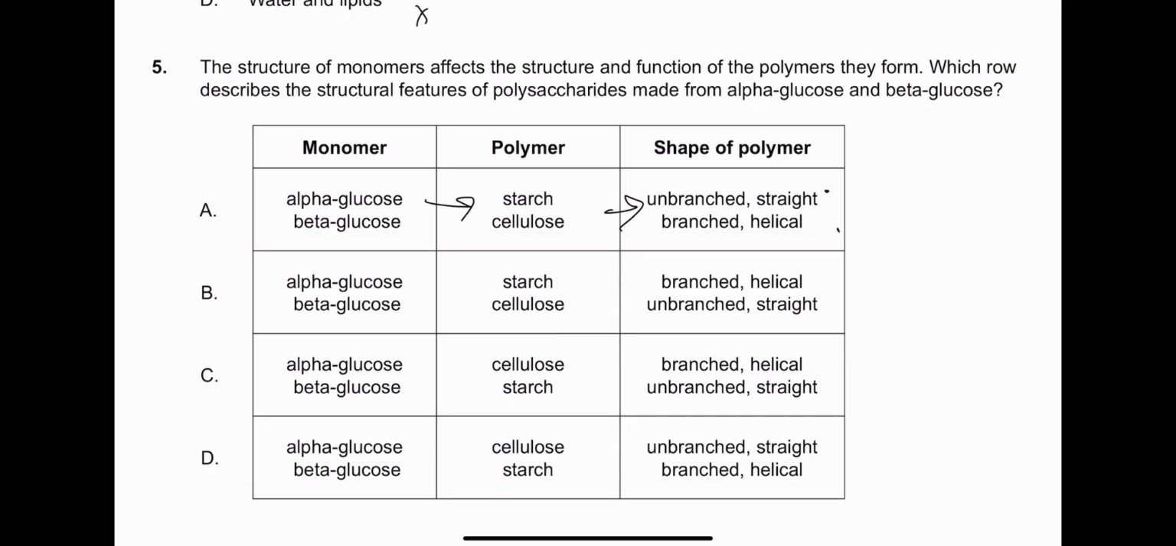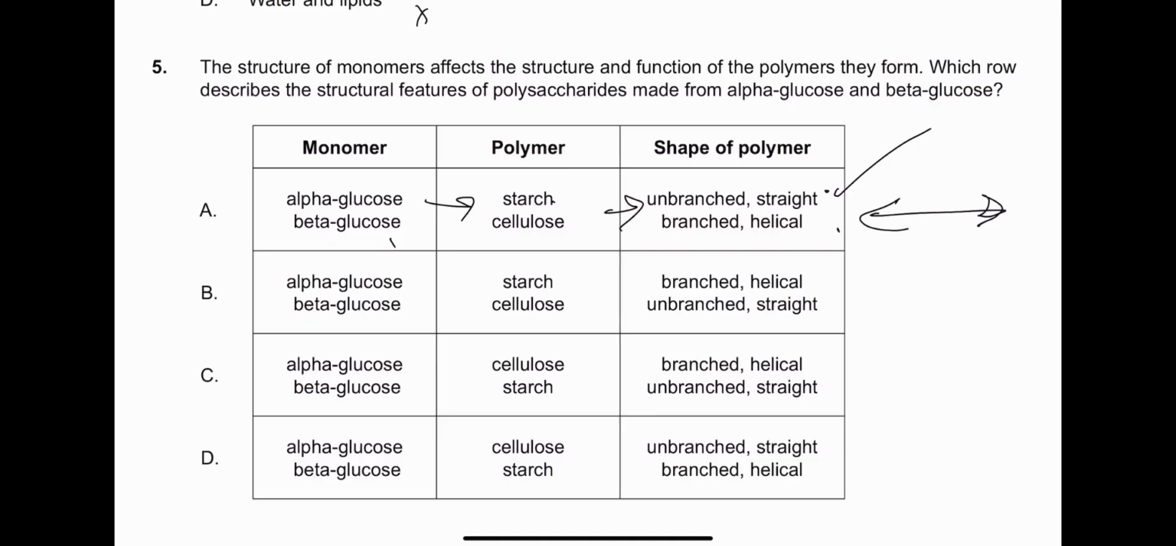The monomers in this case are correct. Alpha glucose is responsible for starch, beta glucose for cellulose, but remember that starch is branched. Starch is a branched molecule, and cellulose is straight. It has a structural role, and because of the way the beta glucose bonds, because the next glucose has to invert itself, it's going to be in a straight line. There's no kinks, whereas the starch has 1,4 glycosidic bonds and 1,6 glycosidic bonds.